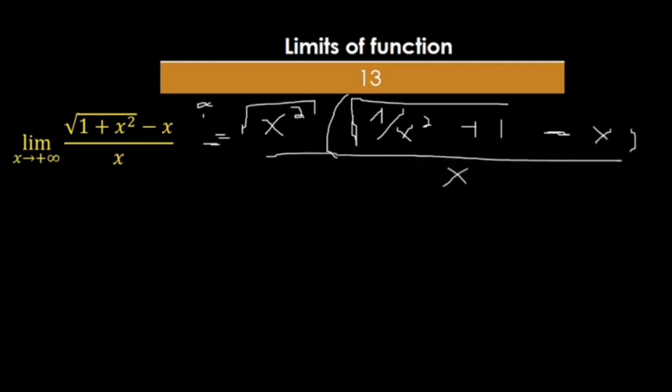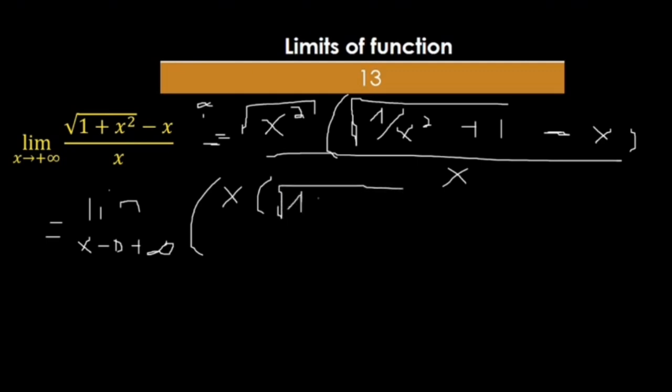This is equals to what? Limit tends to plus infinity of x into square root of 1 over x square plus 1. Since x tends to plus infinity, that will be x here. Okay, we just take out this x, so that is square root of 1 all over x square plus 1 minus 1, all that all over x.